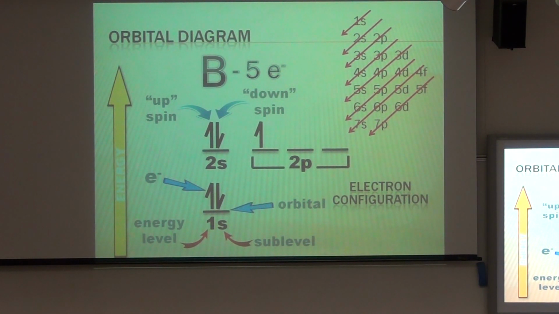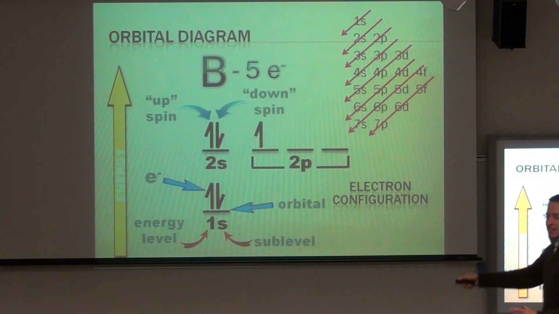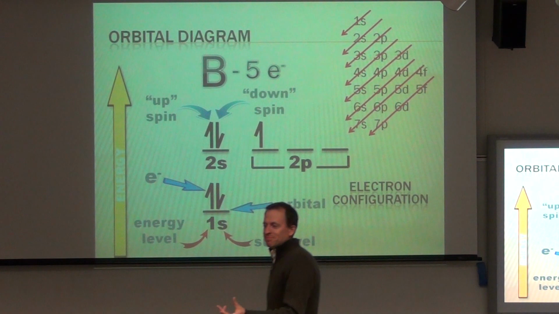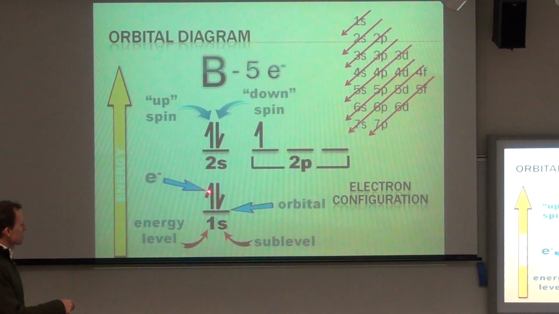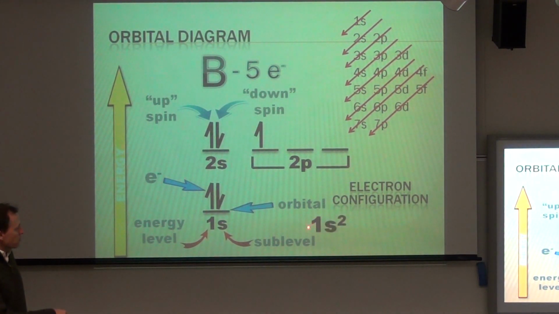Electron configuration. You're going to like these. This is the harder part. The electron configuration is like a shortcut. It's a summary of what you just did here. So what did I start with? I started with 1s. How many electrons do I have in there? 1, 2. So I write 1s2.